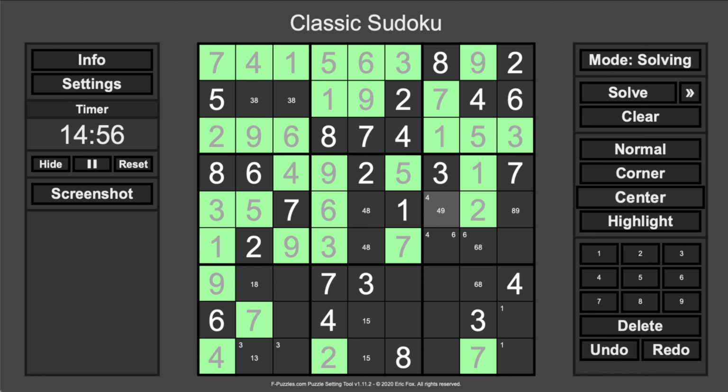Let's see, column 3. I've got 1, 4, 6, 7, 9. I need 2, 3, 5, and 8. This one can't be 3, but could be any of 3 other digits. This one also can't be 3. Still could be 2, 5, or 8. This one can't be 2 or 8.